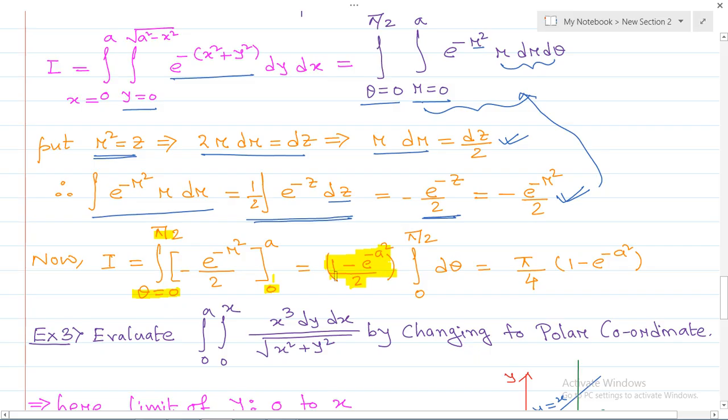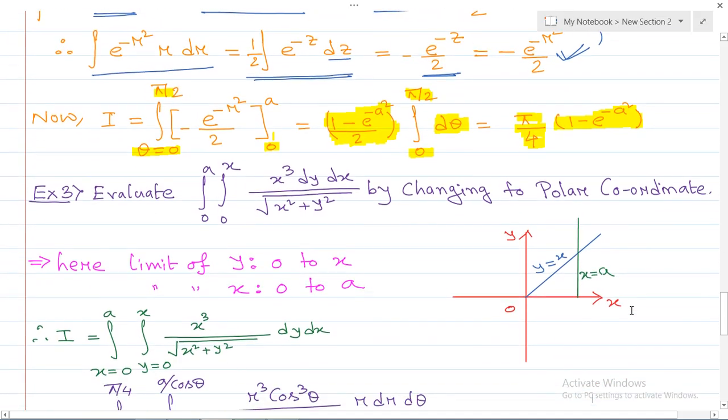Since this term is free of theta, we can take it outside of the theta integration, and inside only the theta integration will take part: 0 to pi by 2 d theta. So 0 to pi by 2 d theta will simply give pi by 4 into 1 minus e power minus a square. Okay, now let us come to the third problem and the last problem of this topic or this lecture.